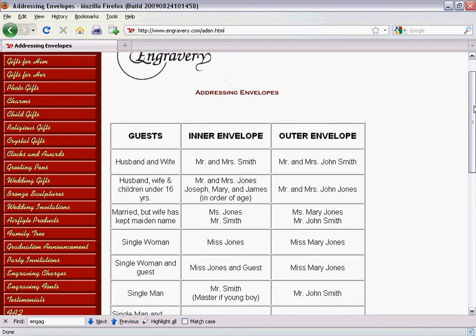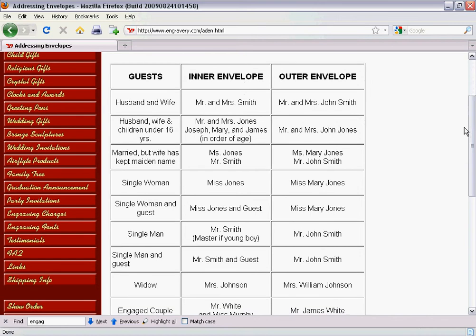Now when you address envelopes, you address both the inner and outer envelope a little bit differently. For example, for husband and wife, on the inner envelope you will put Mr. and Mrs. Smith, but on the outer envelope you use the first name. In this example you would use Mr. and Mrs. John Smith, and then on the outer envelope you'd put the address, city, state, and zip code as well.